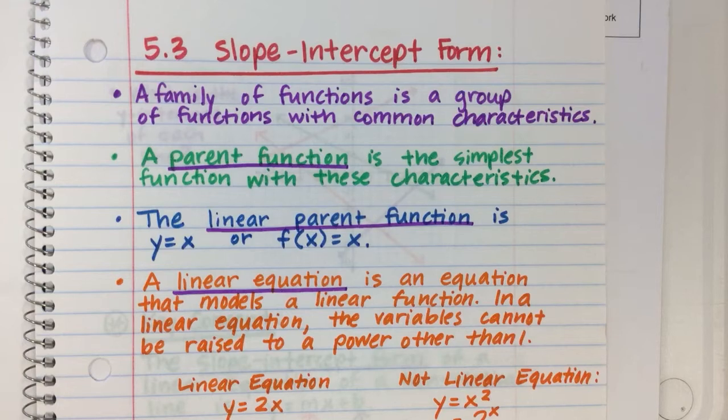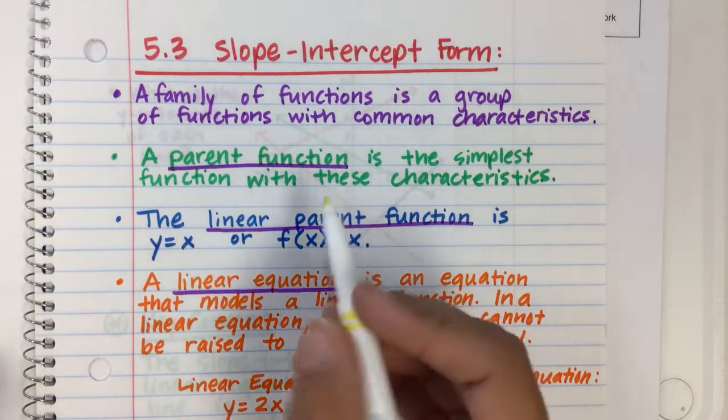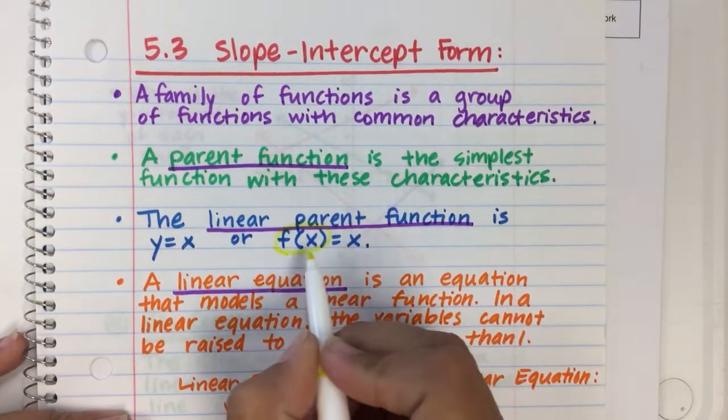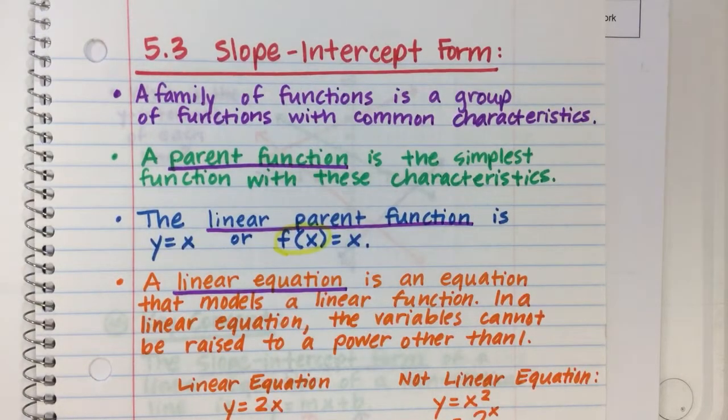A family of functions is a group of functions with common characteristics, and a parent function is the simplest function with these common characteristics. The linear parent function is y is equal to x, or f of x is equal to x. And all f of x means is the same as y. It's a function of x.